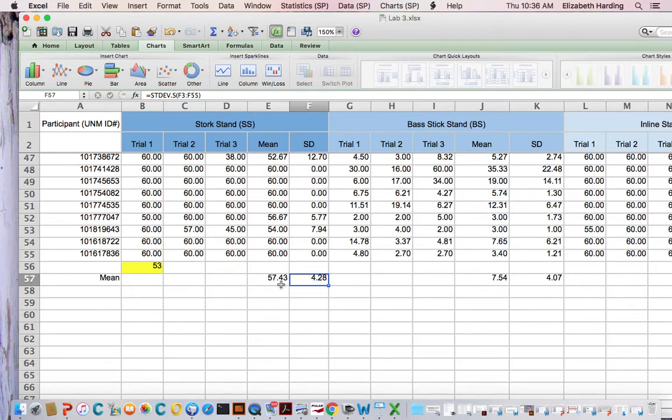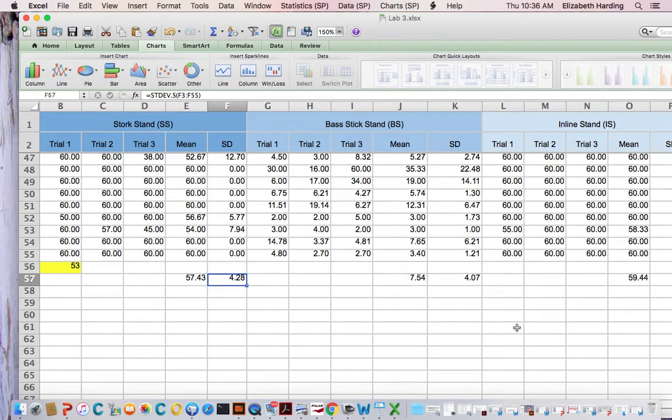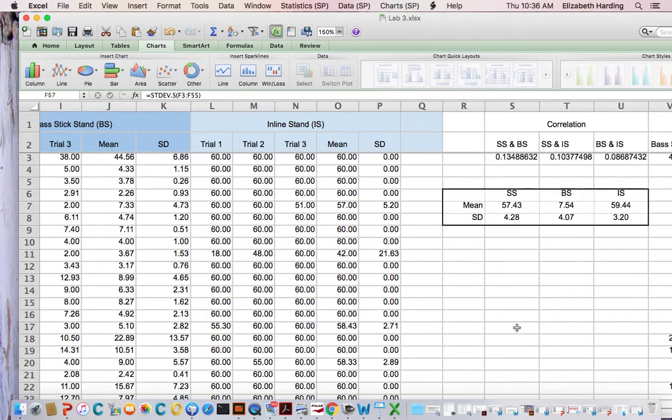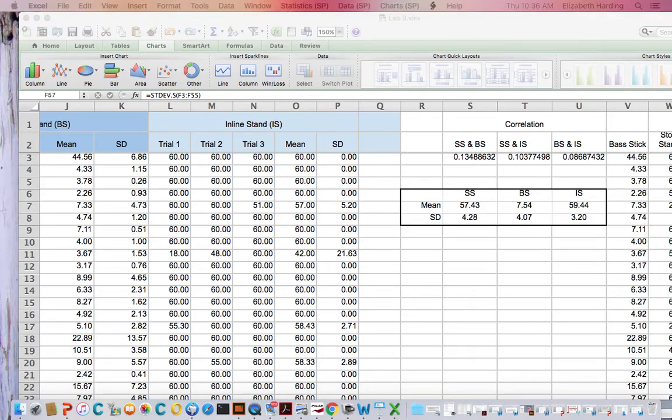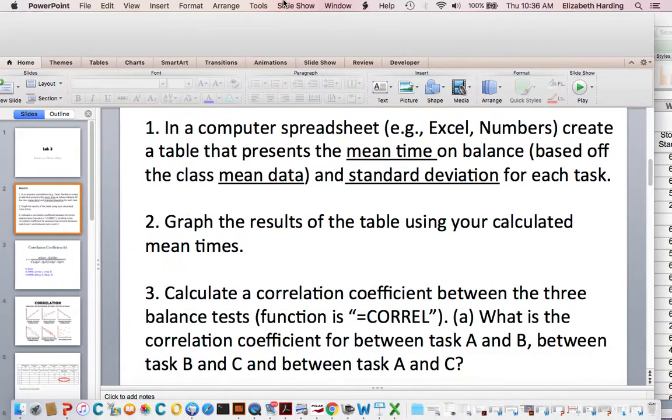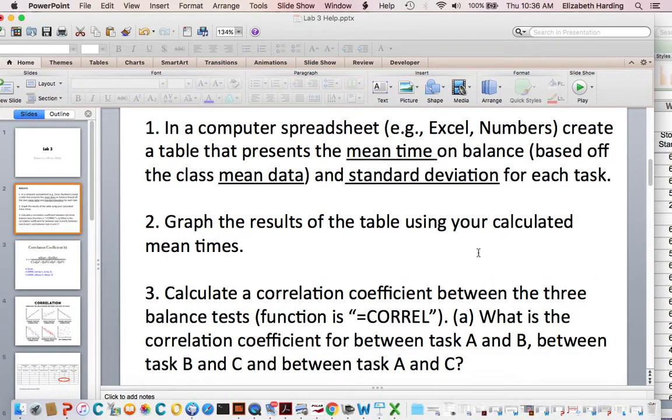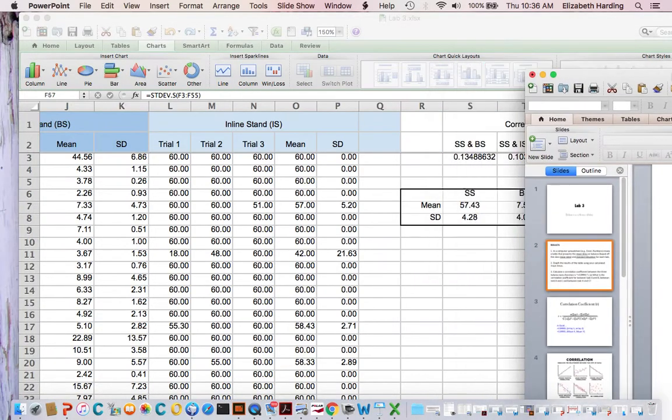Right, so you're going to do that for your stork stand, your bass stick stand, and your inline stand balance tests. And then I went up to the top here and created a table. So you can see I have my mean and standard deviations in this nice little table here. And this sets us up for part 2 of the lab, which was to graph the results of the table using your calculated mean times. So a very simple column chart would suffice.